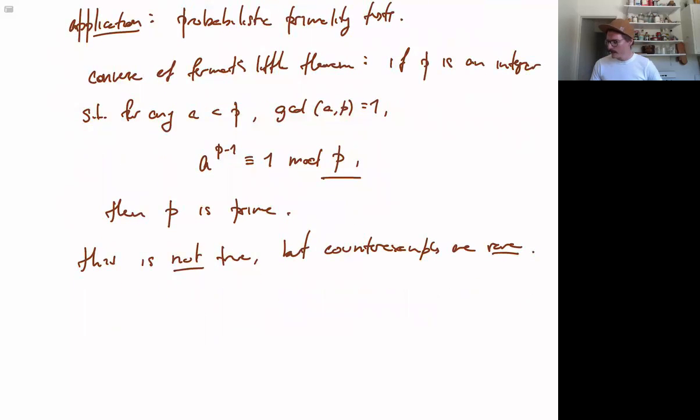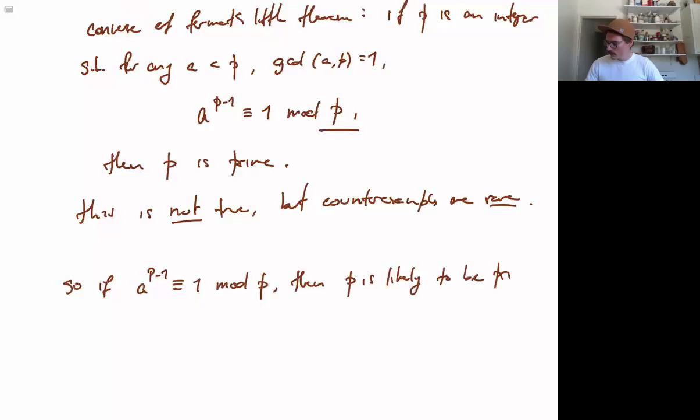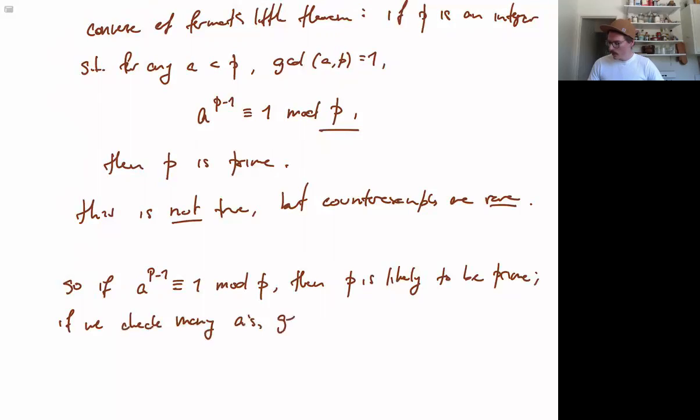Okay, so let me write some of this down. If A to the P minus 1 is congruent to 1 mod P, then P is likely to be prime. If we check many A's, we get more and more confident.